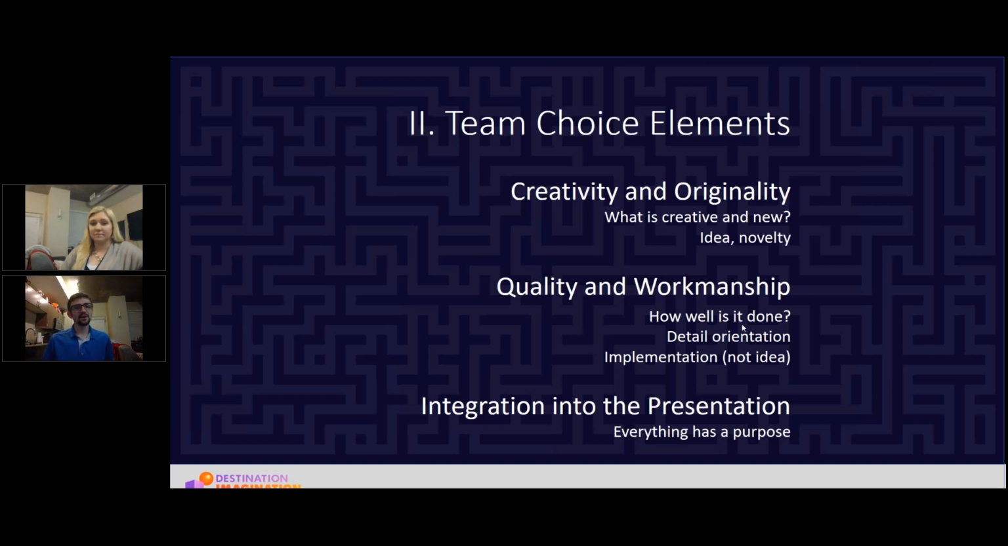There are 3 big parts to how team choice elements are scored: creativity and originality, quality and workmanship, and integration into the presentation. We already covered integration, and creativity we've said is kind of like technical innovation. This is all about the choices that your team made to arrive at their solution. It's all the ideas you've had, all the crazy thoughts that these kids come up with, and making those manifest in something interesting that allows you to spice up your presentation, because it might not be as interesting if you only had the maze traveler and the 2 props.